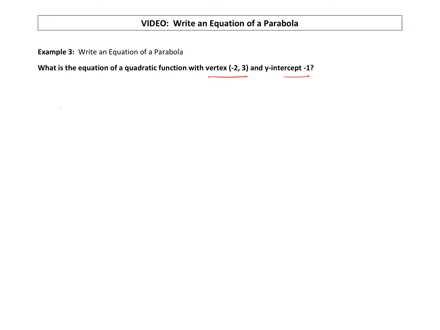So here is the equation of a parabola. y equals a times (x minus h) squared plus k. We know that the h and the k values come from the vertex, so we can go ahead and plug those in. y equals a times, remember it's a -2, so x minus a -2 is going to look like x plus 2 in parentheses, and then plus 3. So I just plugged in the h value here and the k value here.